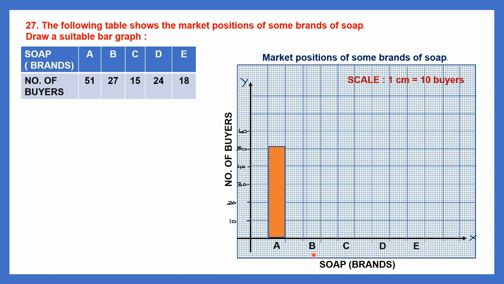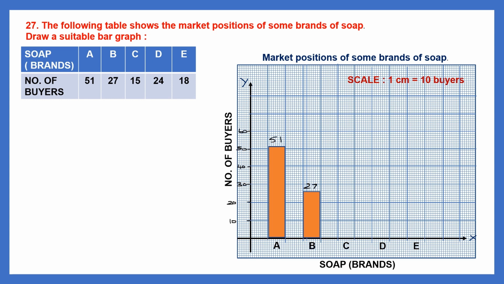Next is soap brand B. Let's see. It has 27 buyers. So for B, you have to go all the way up to 20, which is here, and then follow carefully to reach 27. So let's do that. So we have soap brand B with 27. Now, one more thing that you can do is put the number above each bar. So this is 27. So I can write 27 here. Now the first one was 51. So I can write 51 above each bar.